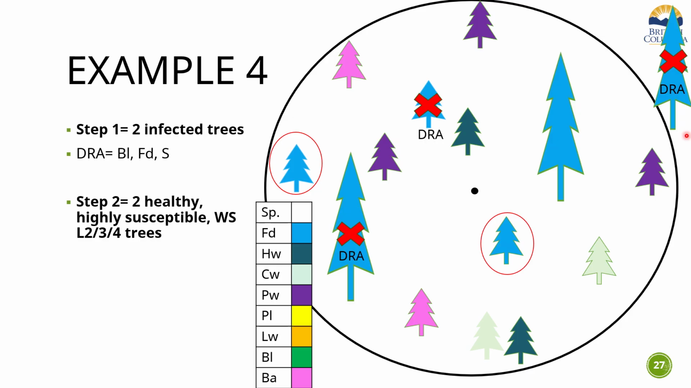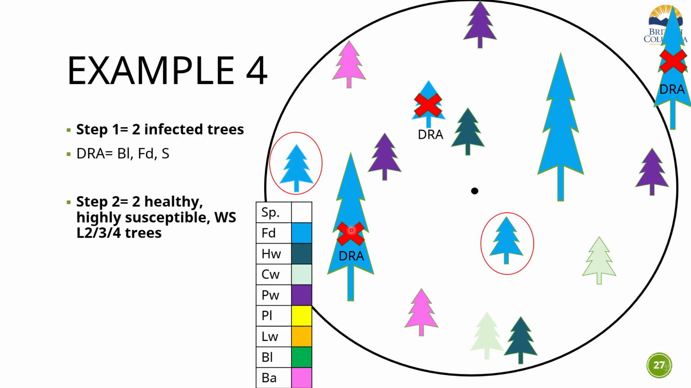However, when it comes to the net down process, you only consider trees within the fixed area plot. So for step 1, there are 2 root disease infected trees within the fixed area plot, and they're both Armillaria. Our highly susceptible species are subalpine fir, Douglas fir, and spruce. In this plot, we only have Douglas fir.